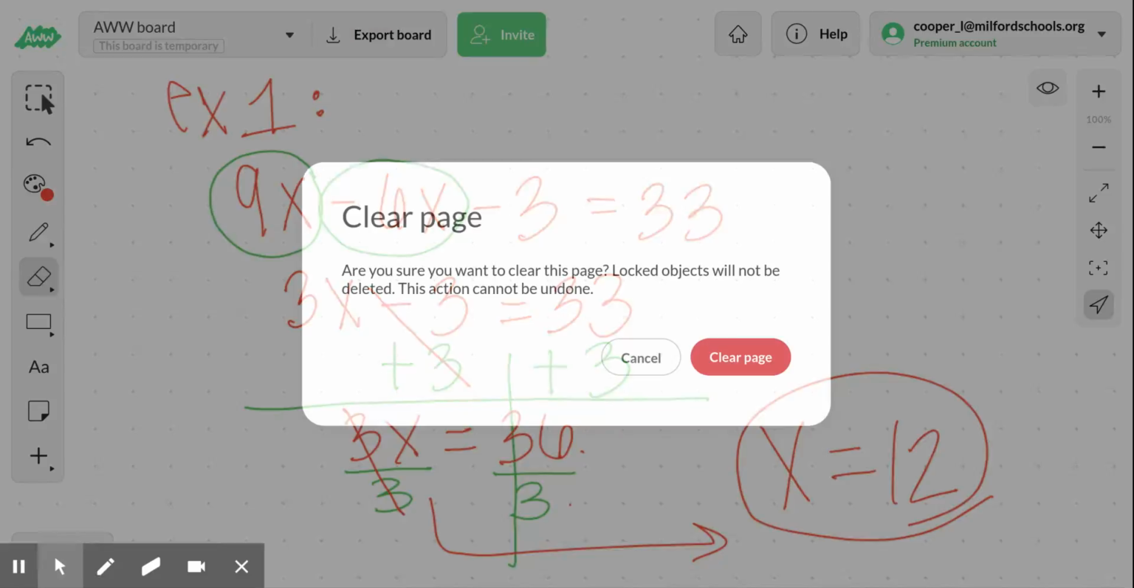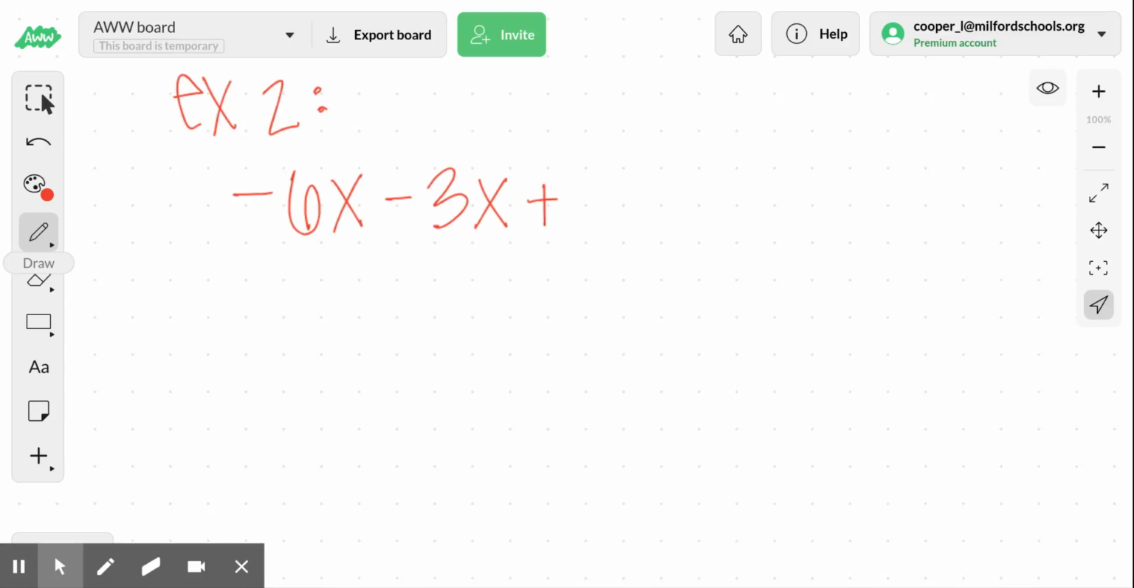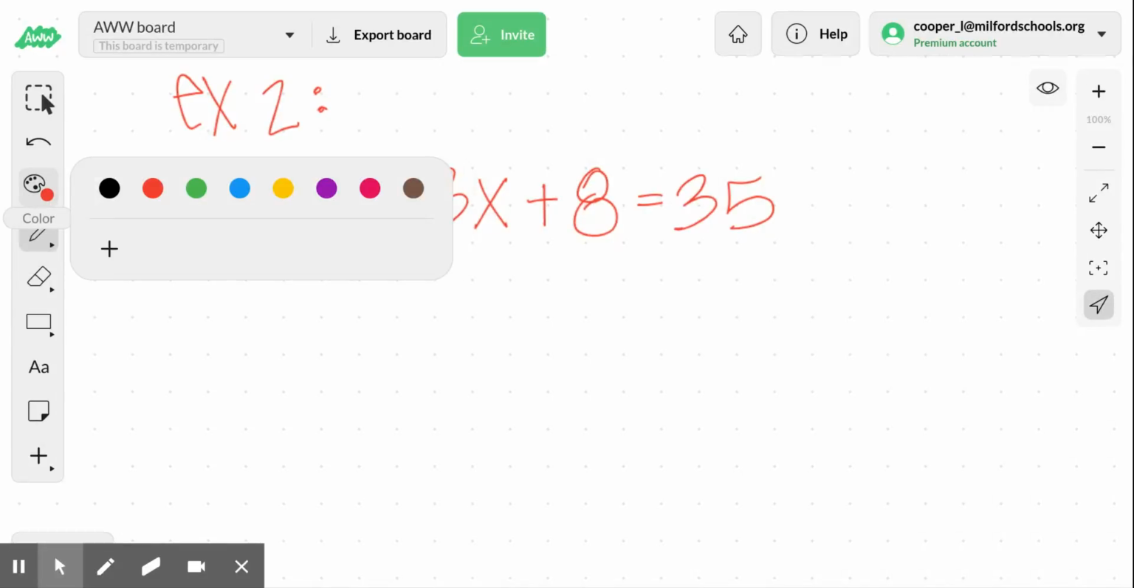All right, I'm going to move to example 2. Example 2 will look a little bit different. We're going to throw some negatives in there for you, just in case you see that. So example 2, you're going to have negative 6x minus 3x plus 8 equals 35. So again, if you wanted to subtract that 8 first, you're more than welcome. I'm going to go ahead and combine like terms.